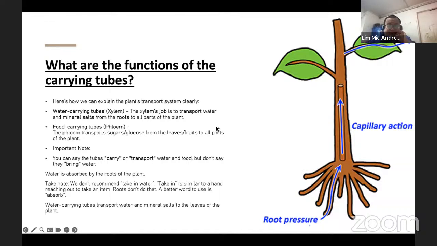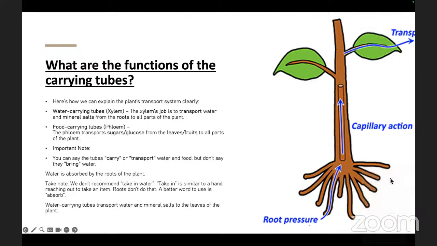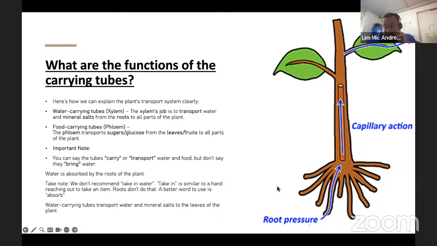use the word carry or transport. We don't use the word bring or take. Because many of our students told me, Andrew, bring water is also the same thing as transport. Yes, in layman's English, bring and carry are the same. However, in scientific wording, bring suggests that the plants have hands to carry water. However, the plants have no hands. So the only keywords that are acceptable by the whole world are carry or transport. Now, the next important thing you have to know is take in.